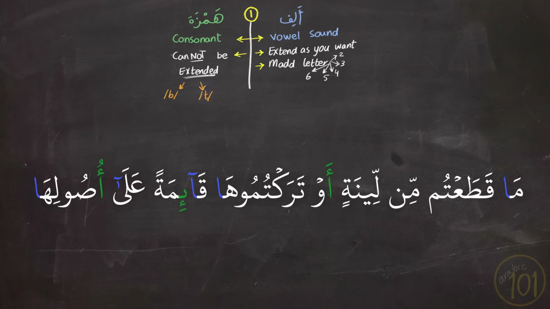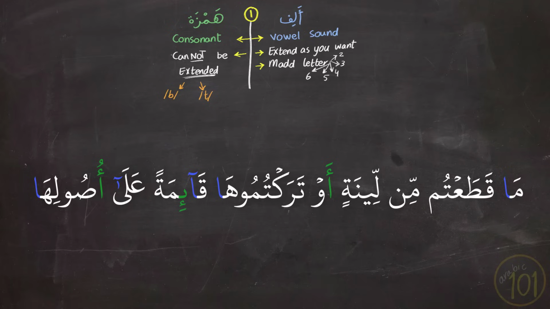So in every one of these positions, Alif has the ability to extend. So when I say ma, I can extend it for 2 harakat because this is what I should do in this position. But also in this word, qa'ima, I can extend it up to 5 harakat because this is a mad letter. Also, the word ala ends with an alif, alif maqsura, that can be extended for 2 harakat, and it can be extended for 4 harakat if I choose to.